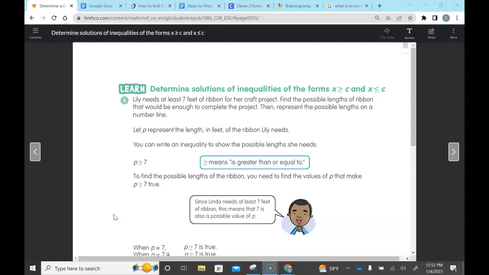So a couple different scenarios for this, and the fact that it's either equal to or less than or greater than. So for number one, it says Lily needs at least 7 feet of ribbon for her craft project. So that means she could have 7 feet of ribbon or more. It says find the possible lengths of ribbon that would be enough to complete the project. Then represent the possible lengths on a number line.